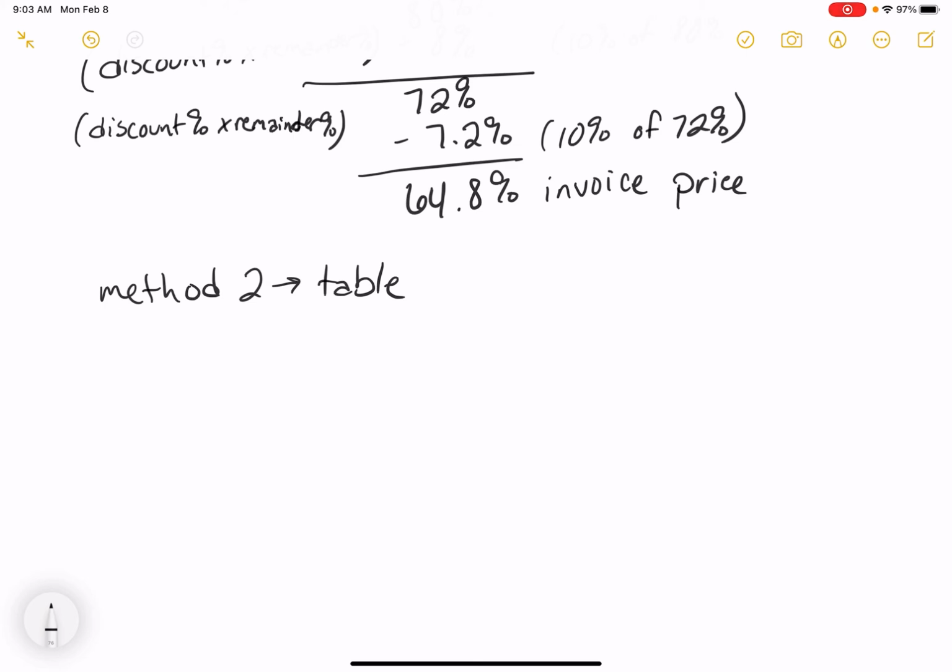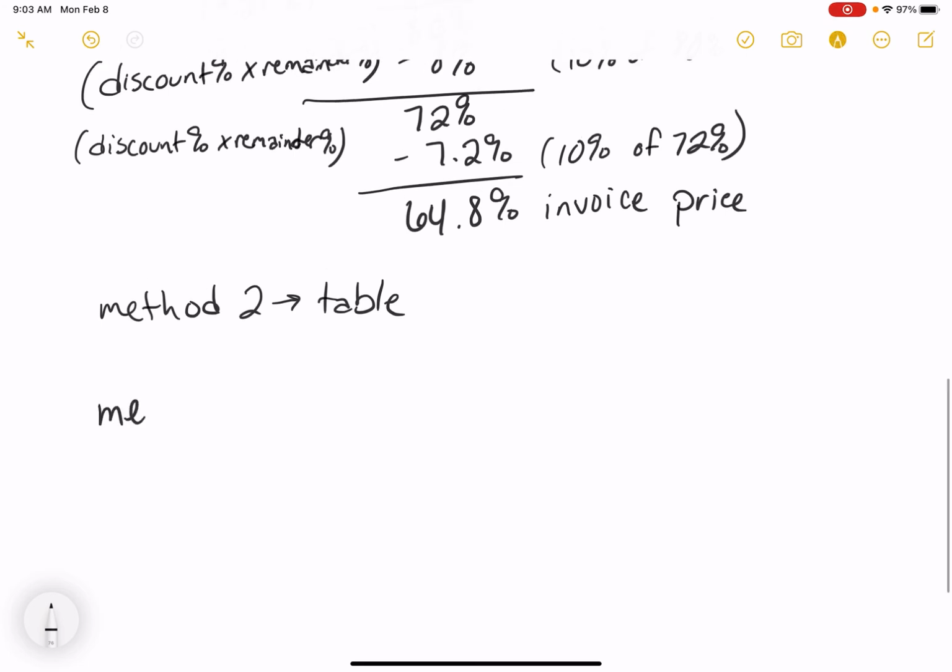Okay, so if I said 10% and 5% and 5%, what would be your single discount equivalent? Yes, 0.81225. Just look at the table, man. Okay, and the last method is the complement method.